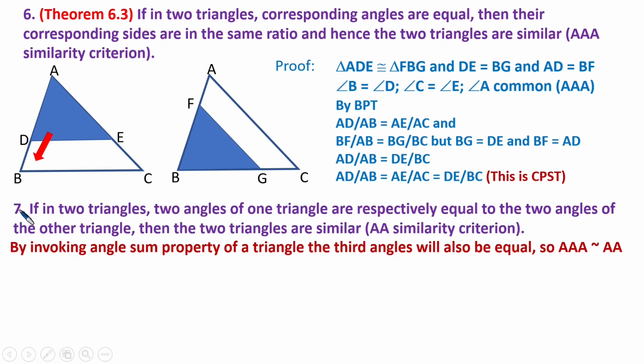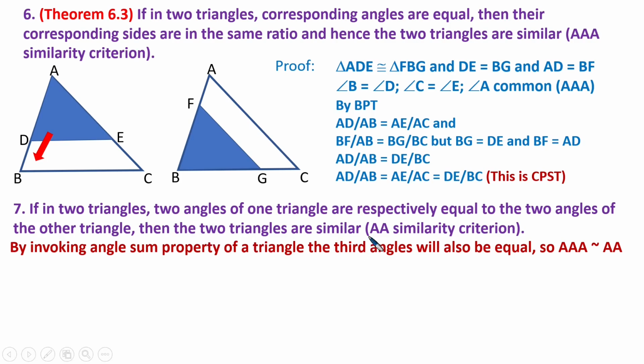Okay, now point 7 of your summary. Two angles of one triangle are respectively equal to two angles of the other triangle. Then the two triangles are similar; that is angle similarity. So we know that if we know two angles of a triangle, then from the sum property of the internal angles of a triangle, which should be 180, I can always find the third angle.